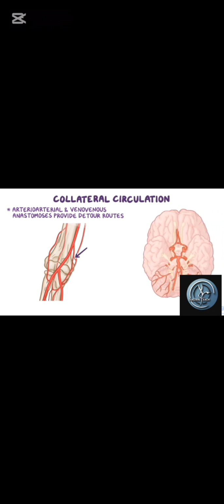Now, in some cases, the main blood vessel supplying a tissue can become blocked. Here, arterio-arterial and veno-venous anastomoses provide possible detour routes, called collateral circulation, to ensure structures distal to the blockage receive ample blood supply. An example of collateral circulation is the circle of Willis in the brain.